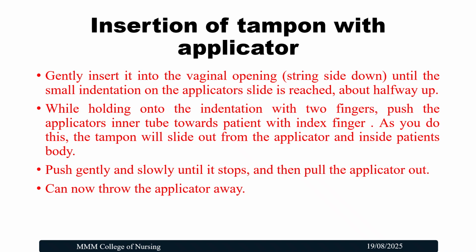Next we'll see the applicator one. Insertion of tampons with applicator. Here, gently insert it into the vaginal opening until the small indentations on the applicator's side are reached, about halfway up. While holding on to the indentations with two fingers, push the applicator's inner tube towards the patient with your index finger. As you do this, the tampon will slide out from the applicator and inside the patient's body.